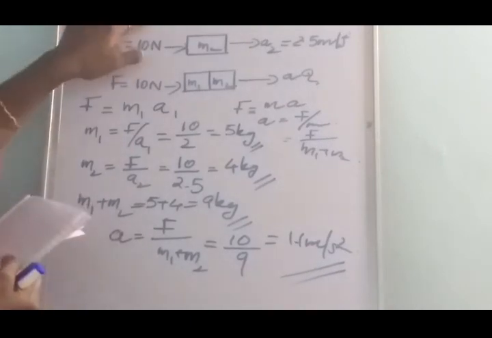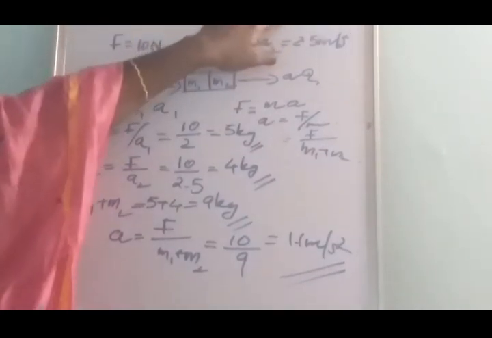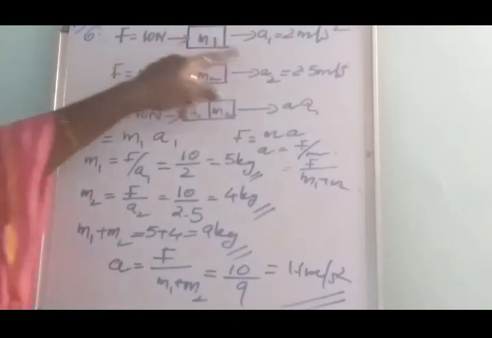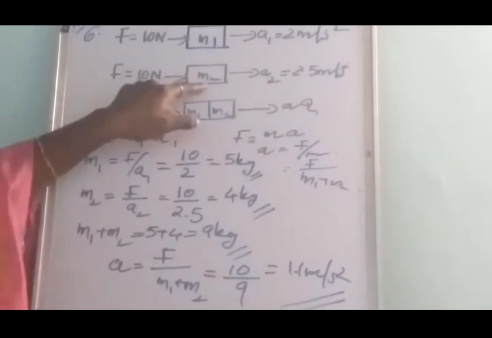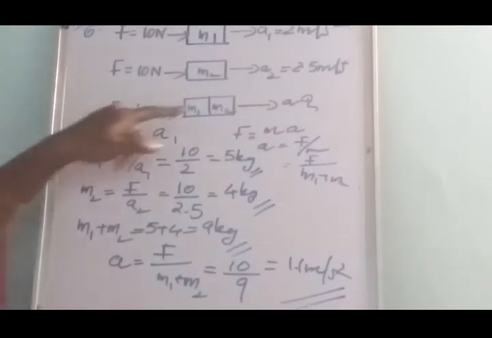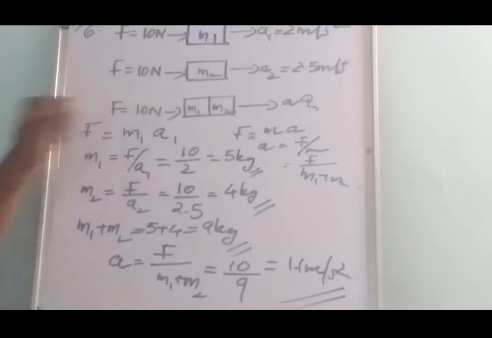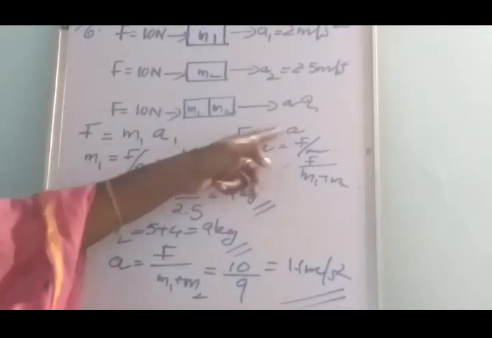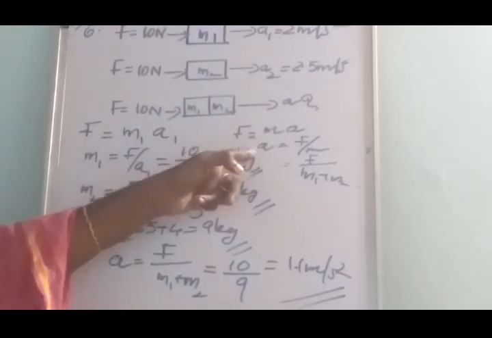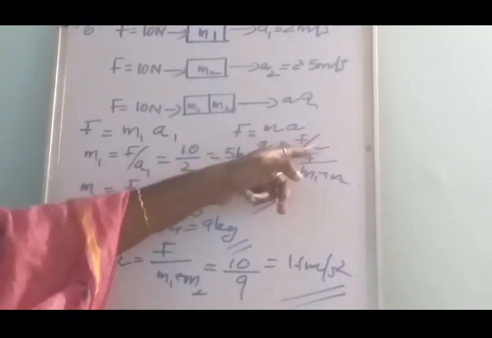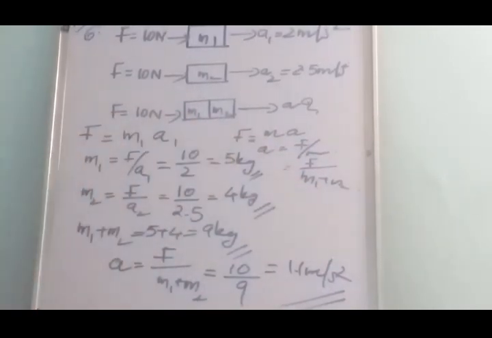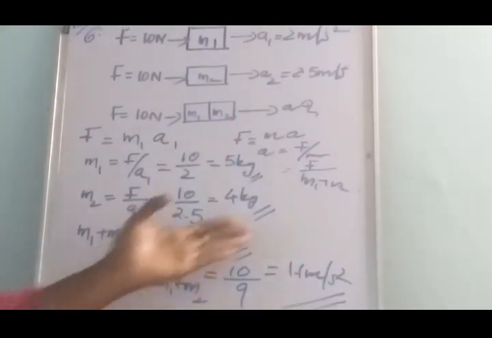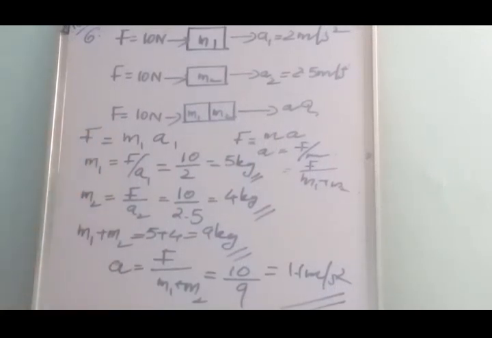Here, a force of 10 Newton produces an acceleration of 2 meter per second square on a mass m1, and the same force produces 2.5 meter per second square acceleration on a mass m2. After that, we tied both the masses together and applied the same force. What is the acceleration? That is what we have to find. We know the equation F equal to ma, so A is F by m. Instead of m, we have to write m1 plus m2. We know F, but we don't know m1 and m2, so first we have to find them.